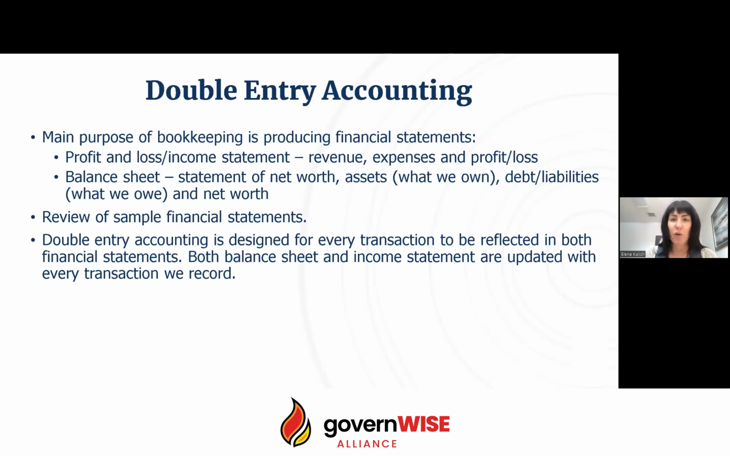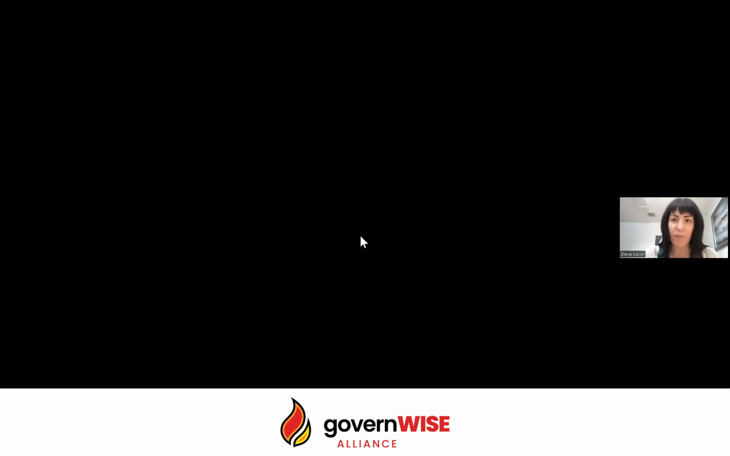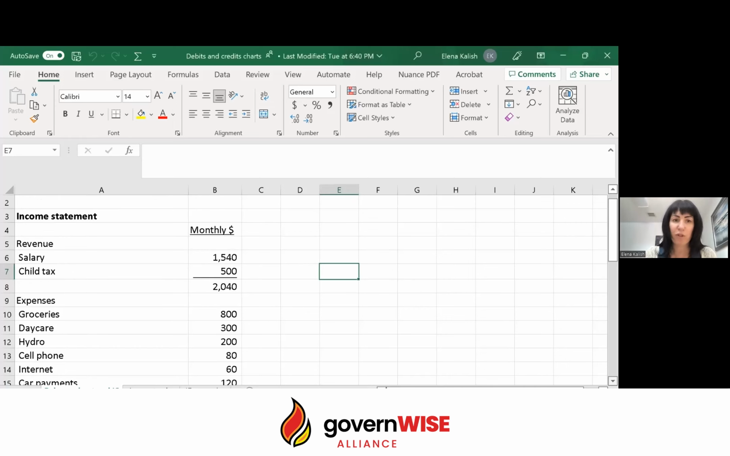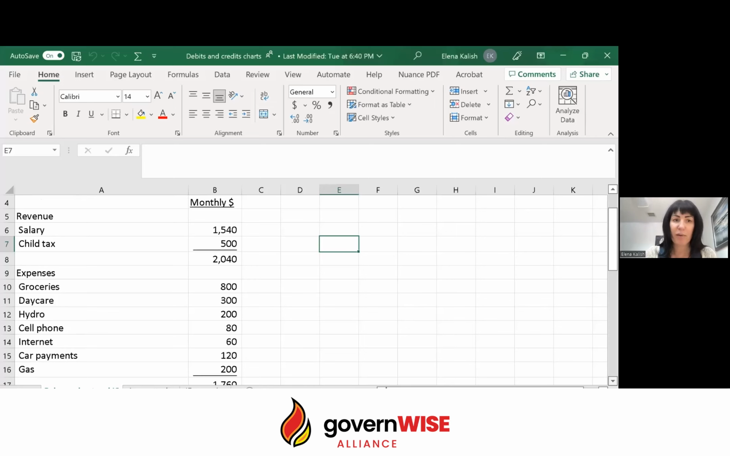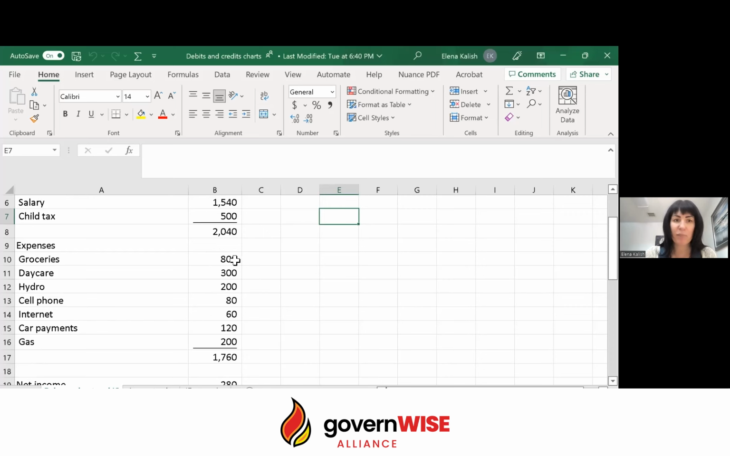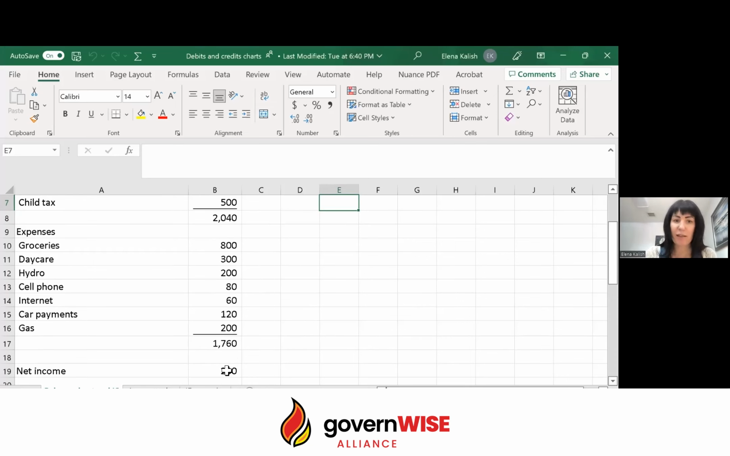Okay, so let's just quickly take a look at a sample profit and loss and balance sheet. Just wait for it to load. So this is just simple financial statements for a band member. For the profit and loss, or income statement, there is some salary and child tax money coming in, and then there are some basic expenses: groceries, daycare, hydro, phone, car payments, and so on. And then we have total income, total expenses, and then net income, which is the difference between income and expenses.